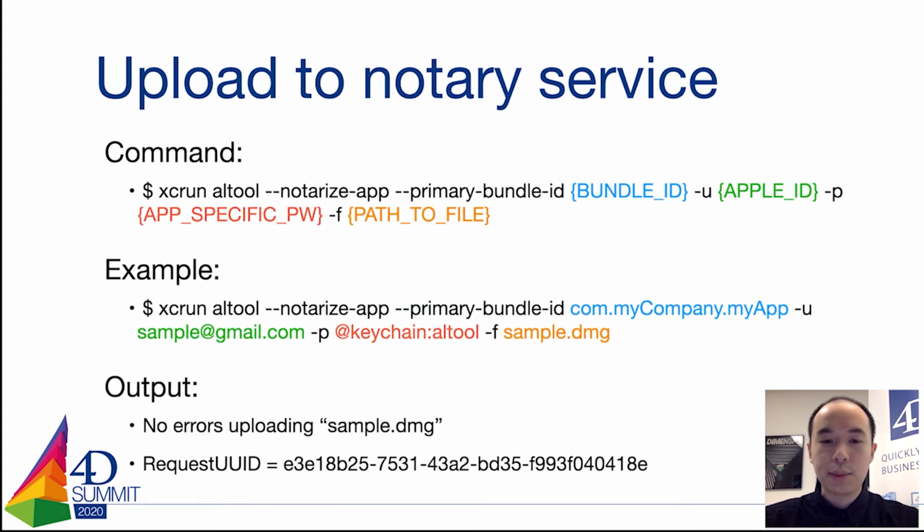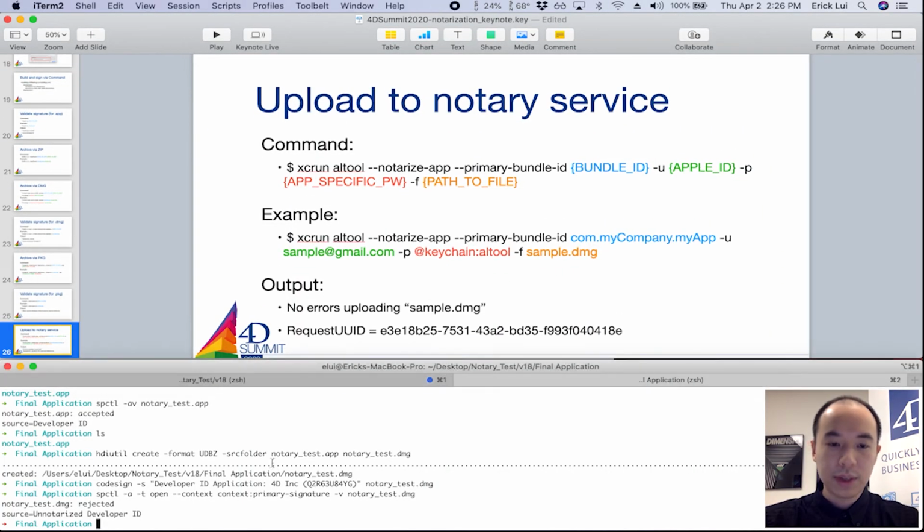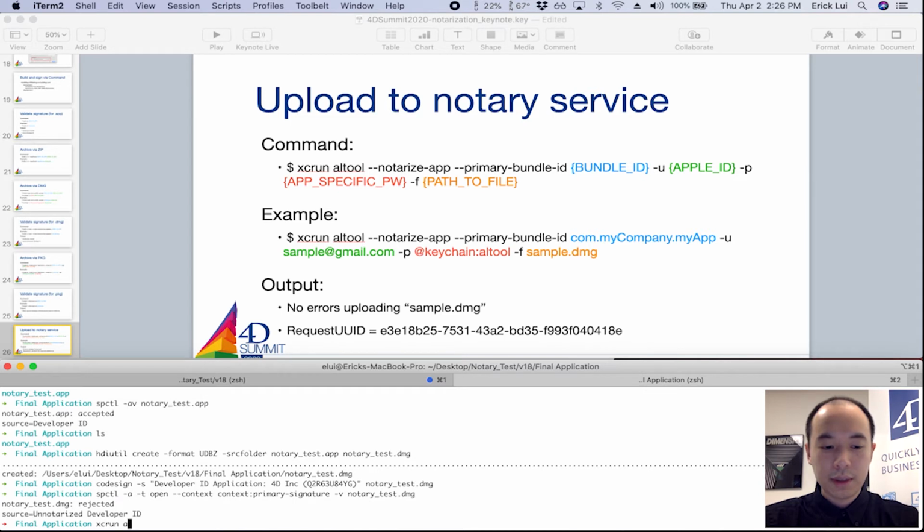And now the actual part, the meat of the presentation, is uploading to the notary service. So why don't we do that? Here we'll be using the command xcrun altool --notarize-app --primary-bundle-id. The primary bundle ID is an ID that you give the app. Typically the convention is com.companyname.appname. So I'm just going to call it com.40.test.